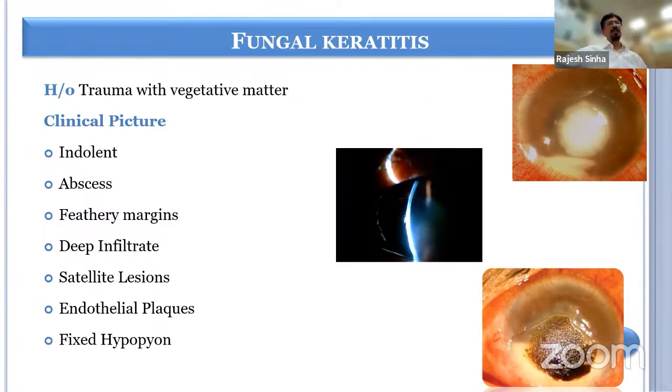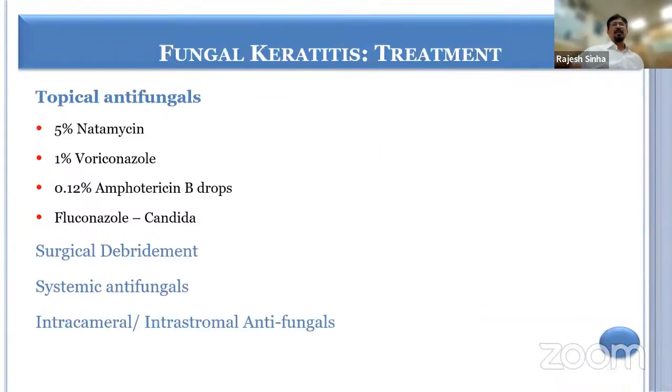But the clinical picture is typically dry, sometimes deep infiltrates, feathery margins, dry-looking ulcers, satellite lesions, endothelial plaques, and fixed hypopyon. To treat all these, we have been using topical antifungals like 5% natamycin, 1% voriconazole, and 0.12% amphotericin B, particularly for Candida. Systemic antifungals are used because most of the time the topical antifungals don't have very good penetration, and they don't go that deep. So systemic antifungals are required.